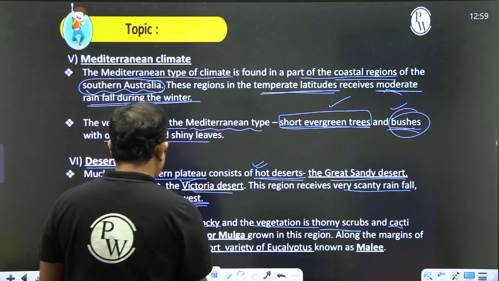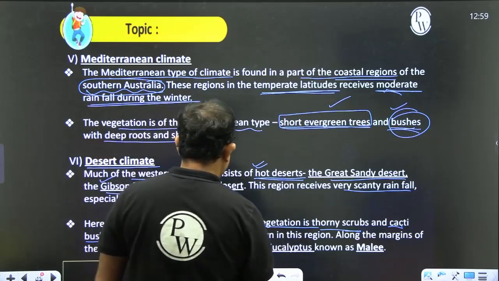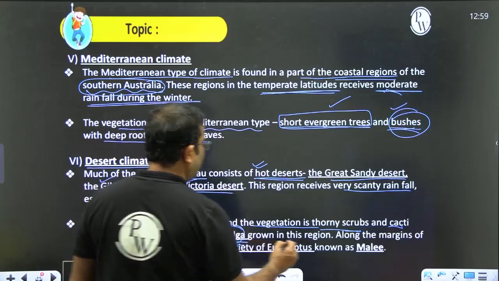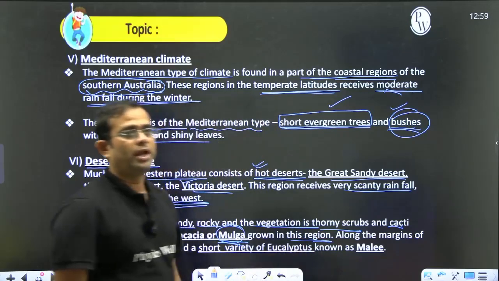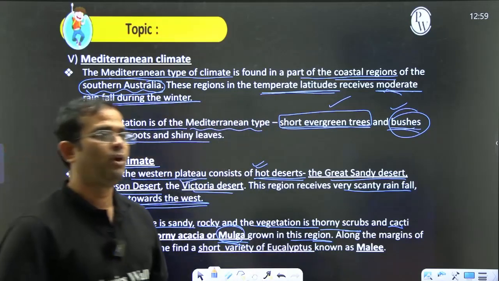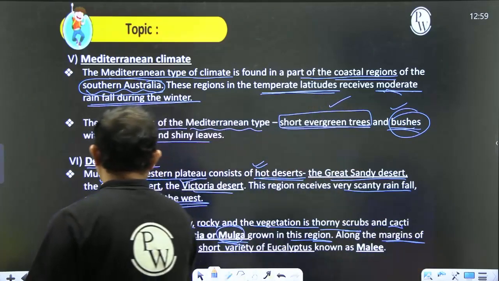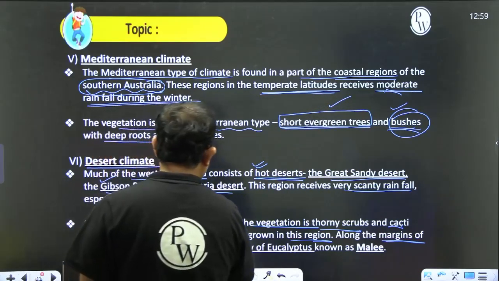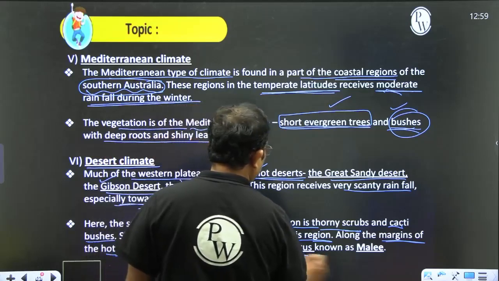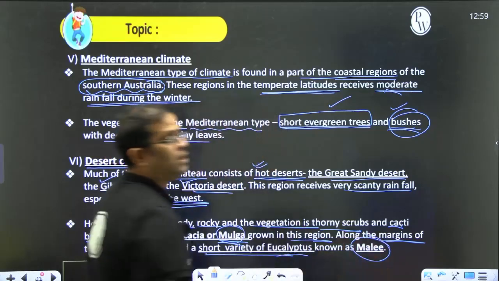Short thorny acacia or mulga grows in this region. Along the margins of hot deserts, one finds a short variety of eucalyptus, also known as Mali.